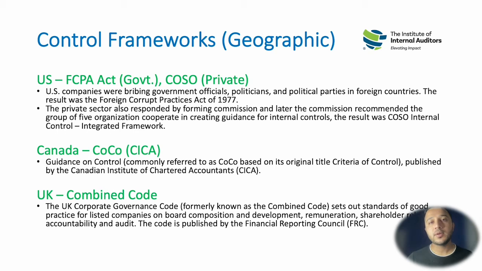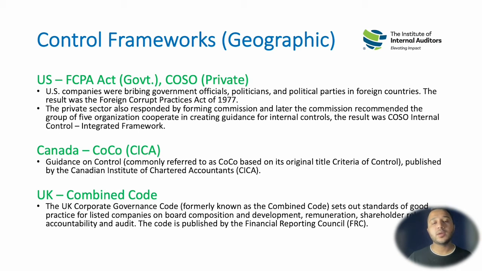In the corporate sector, the most common framework from the US geography is COSO. COSO is basically a recommendation guideline for control frameworks, which are given by 5 professional bodies when they sat together and came up with these guidelines. We call it the COSO Internal Control Integrated Framework. Then in Canada, we have the CoCo model, which is Criteria of Control, sponsored by the Canadian Institute of Chartered Accountants.